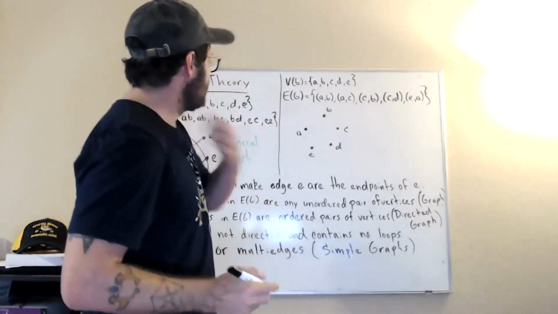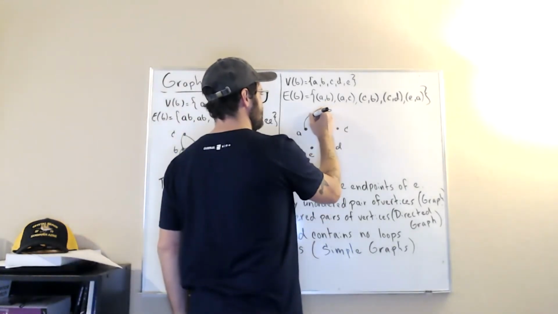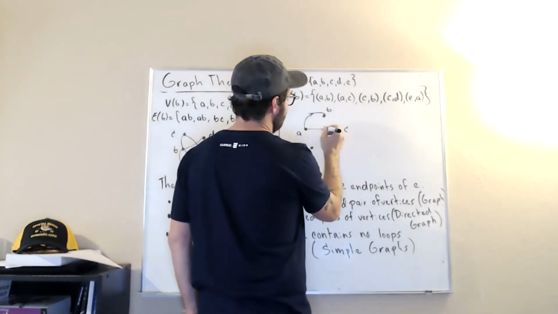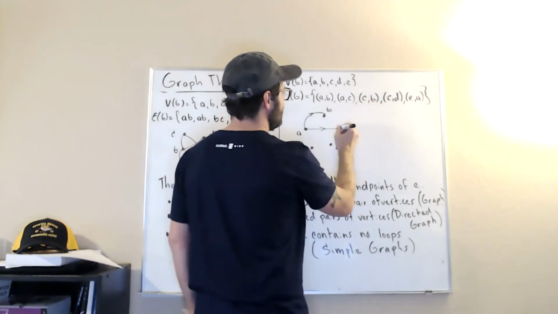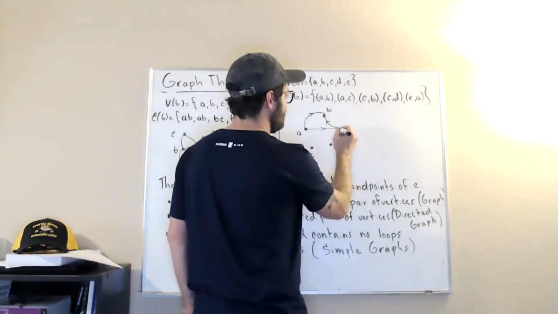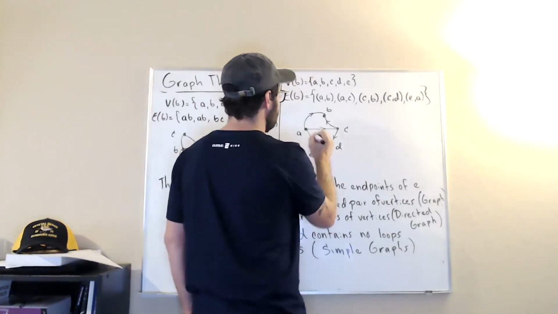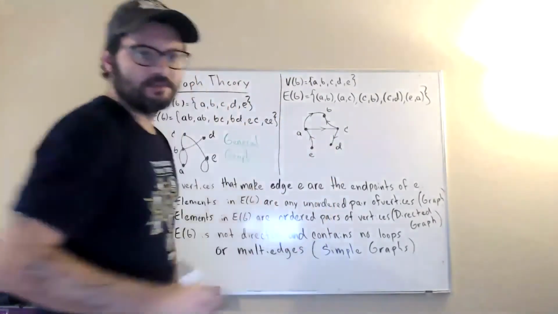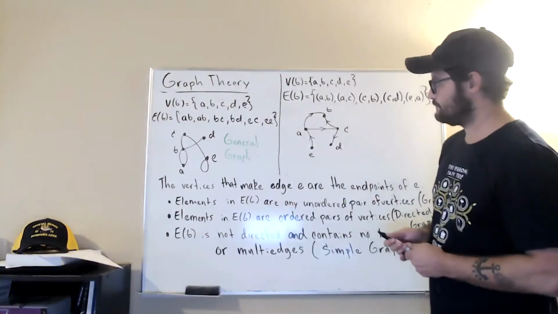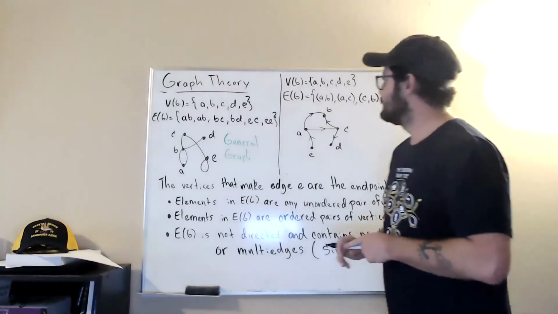All right, so those are my vertices. So there's an edge from A to B. There's an edge from A to C. There's an edge from C to B. There's an edge from C to D. And there's an edge from E to A. So this is a directed graph where each edge has a beginning and an end, or a head and a tail.